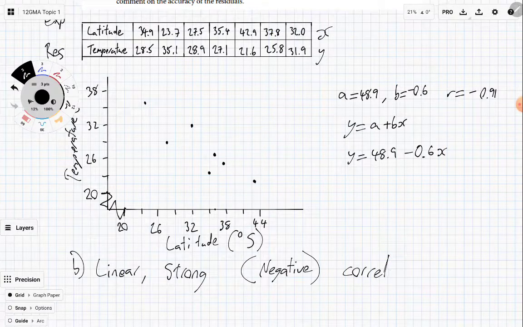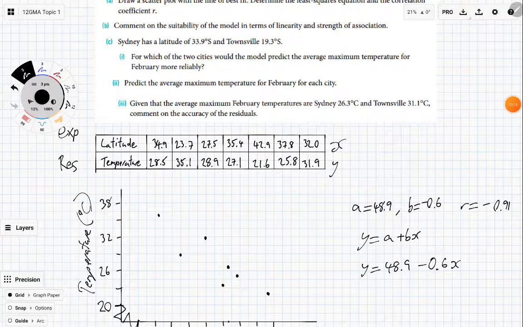Alrighty, let's go on to C. C is asking us to predict. So Sydney has a latitude of 33.9 degrees south, and Townsville 19.3 degrees south. For which of the two cities would the model predict the average maximum temperature for February more reliably?